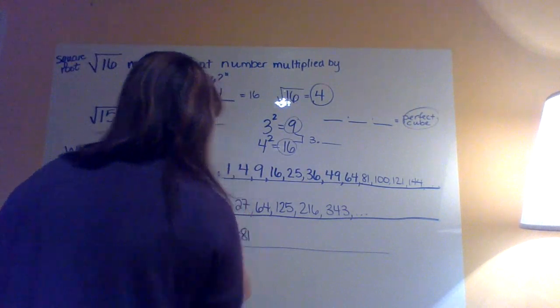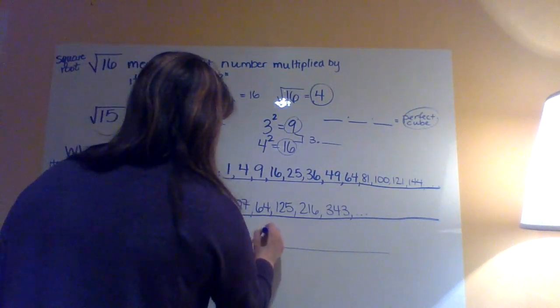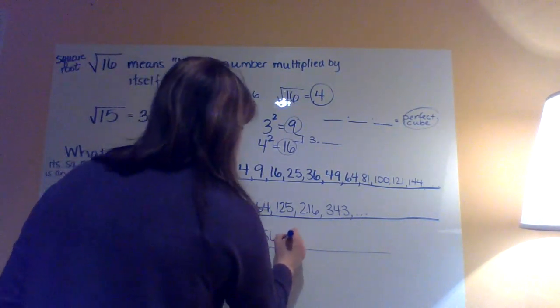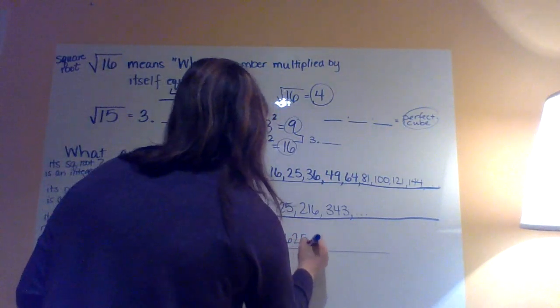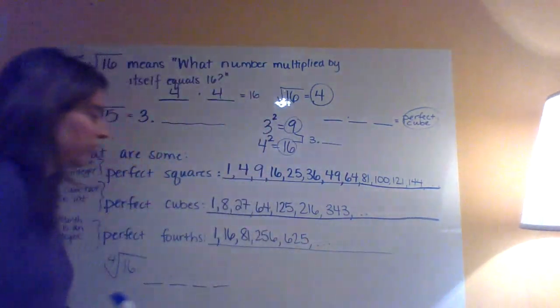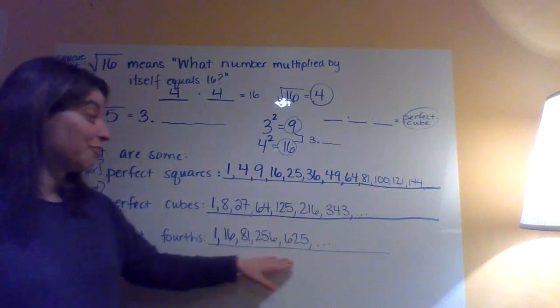3 to the 4th is 81. 4 to the 4th power is 256. 5 to the 4th power is 625. Again, they're getting big even faster now.